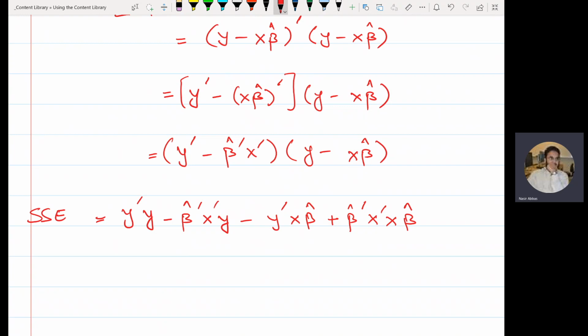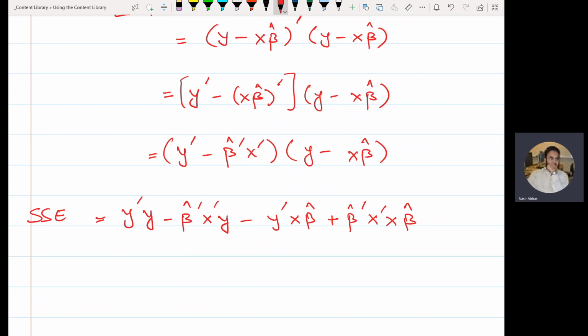Assuming that you know that the left side is 1 by 1, what will be the order of these 4 things? All of them should be 1 by 1. Otherwise, the equality will not hold. And it is correct. All of them are 1 by 1. Talk about them 1 by 1. What is Y prime Y? Summation y i square. This is 1 by 1.